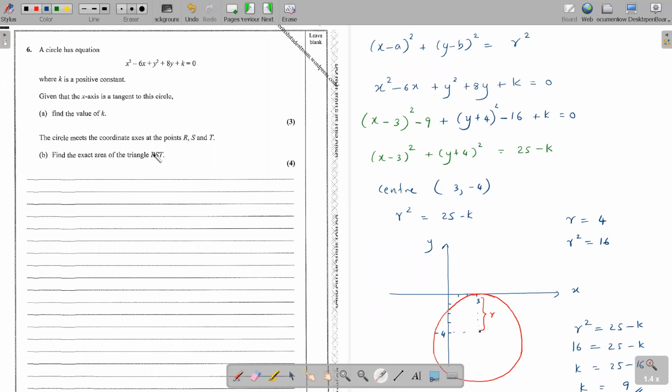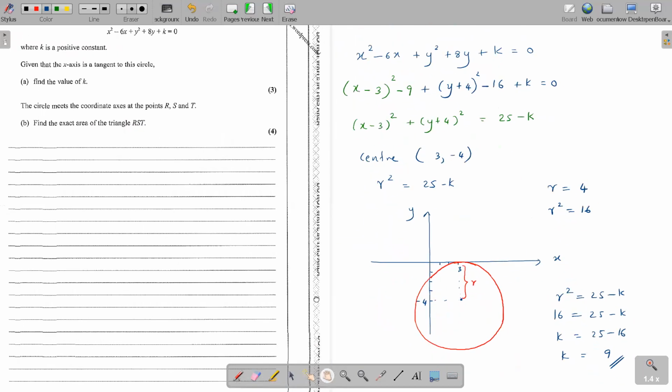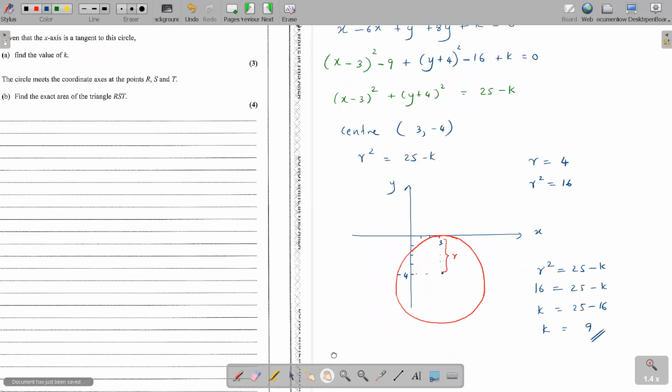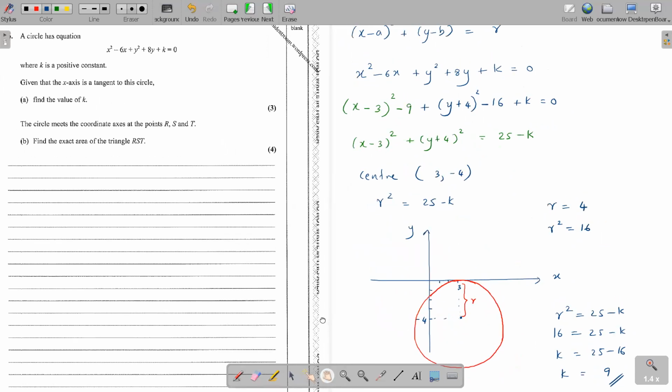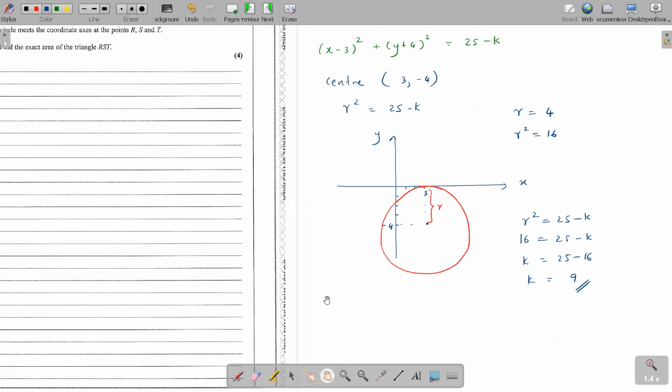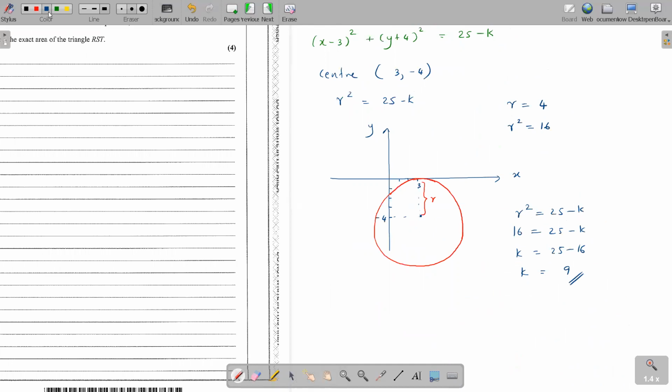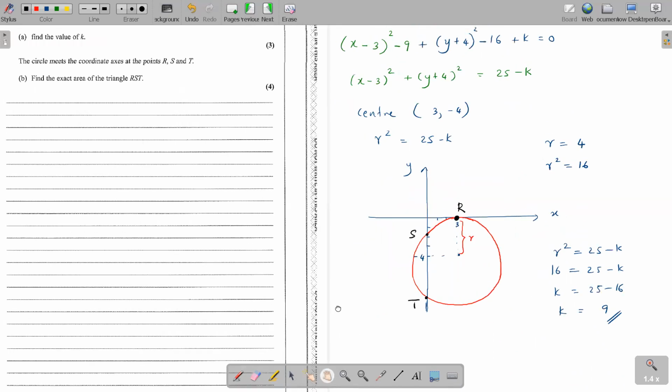The circle meets the coordinate axis at the points R, S, and T. Find the exact area of the triangle RST. They've not told which is which, but I think we can see, I've drawn a good diagram here. We can take the point 3 as R, and the other points here as S and T. I marked them.